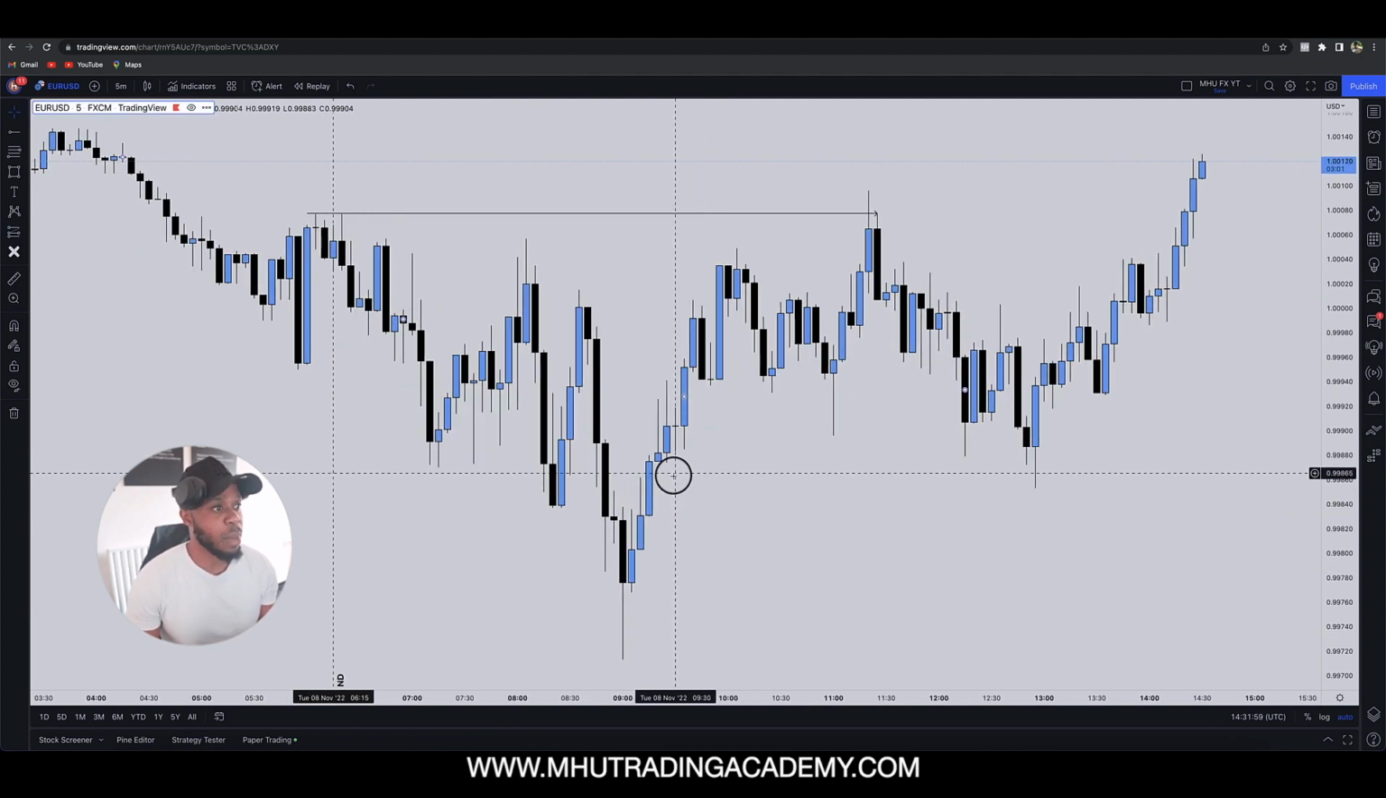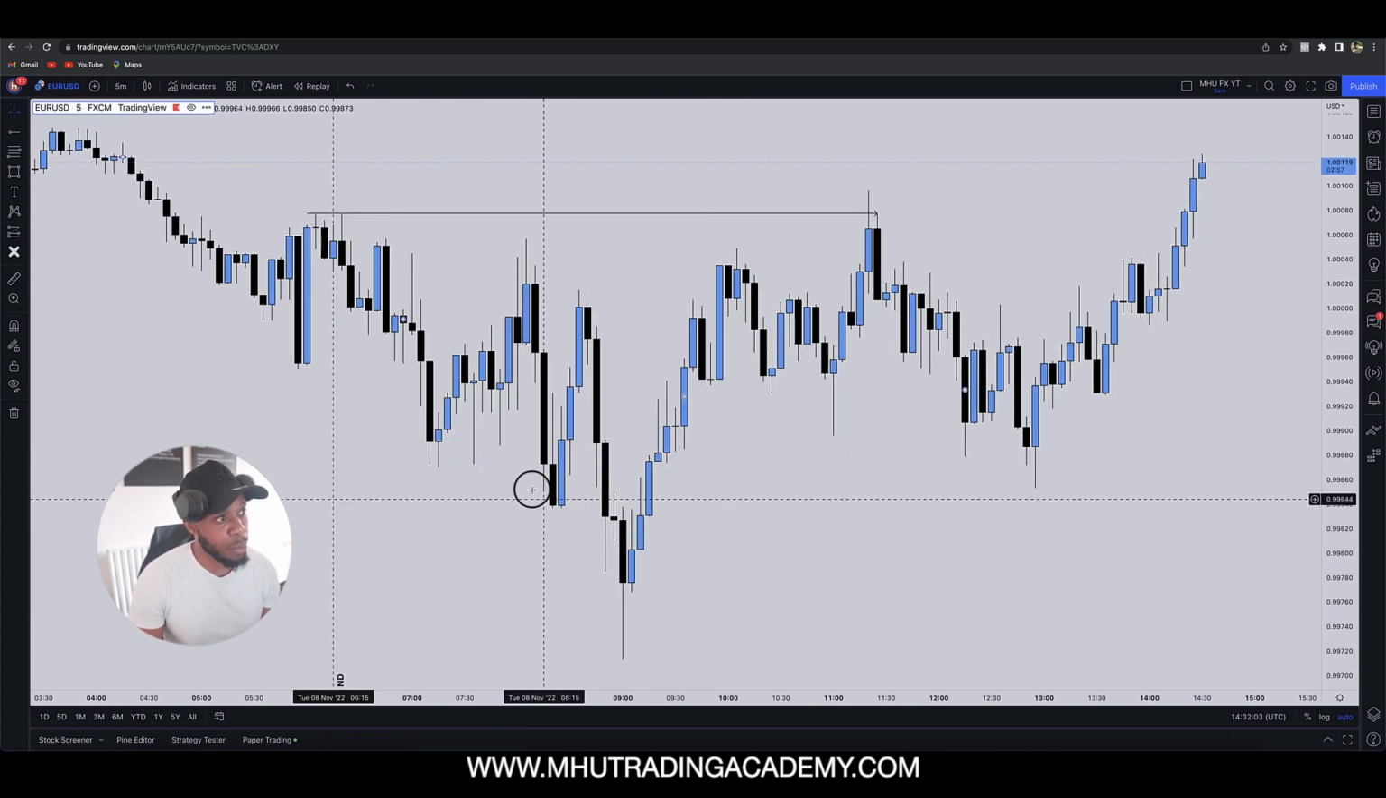So on the 5-minute time frame, what do I see? I see price trade beneath these different lows. That's a running of liquidity right there. Then price trades higher, trades through this high.